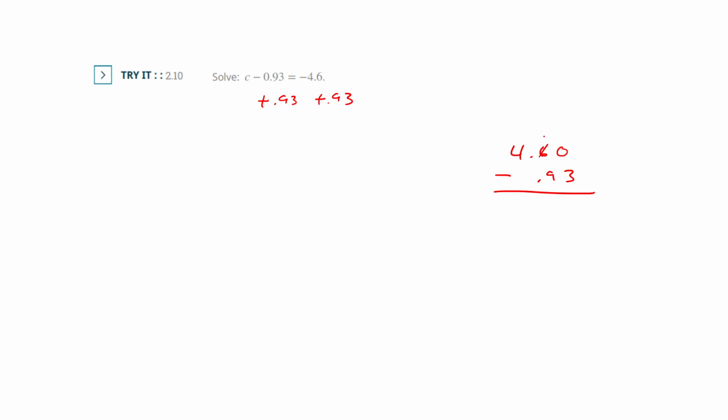Okay, let's borrow. That'll leave me with a 7. Now we got to borrow again. We get a 6. All right, 367. However, the larger number was the minus, so we're going to have C equals negative 3.67.